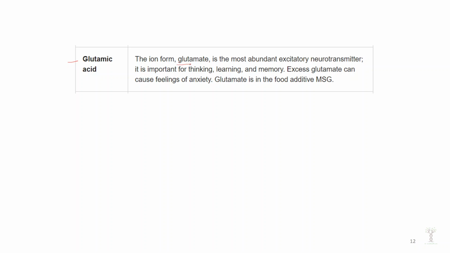Glutamic acid, or glutamate, is an excitatory neurotransmitter. This helps us to think and learn and remember, but we don't want to have too much of it because excess amounts will cause anxiety. If you've heard of MSG, this is monosodium glutamate. This molecule can actually stimulate your brain and make you feel like whatever you're eating that has MSG is very delicious. So food companies like to put some MSG in there to make you really enjoy that food.